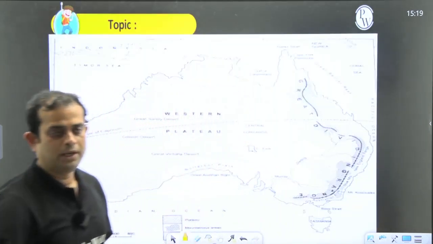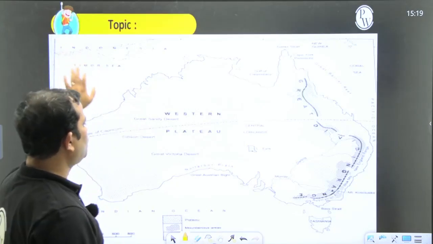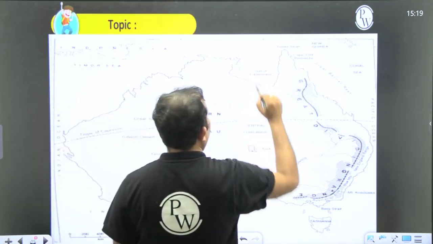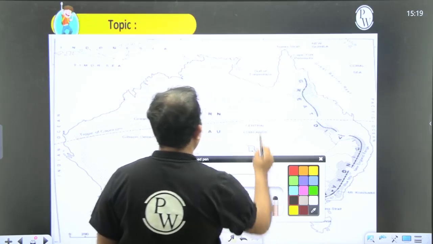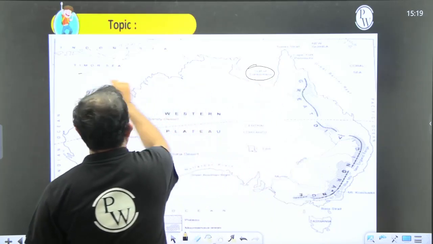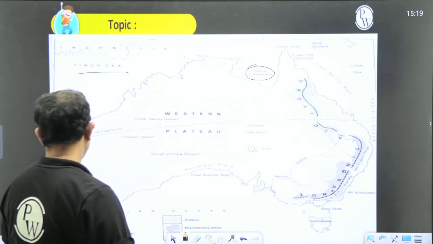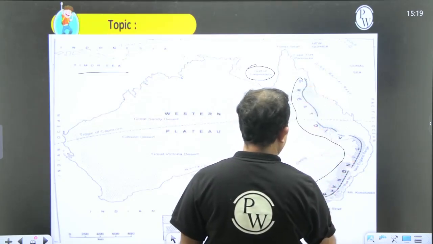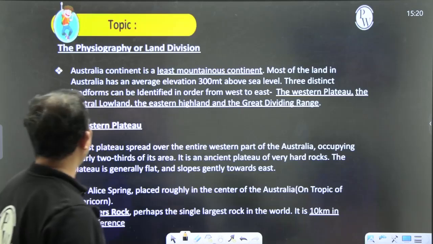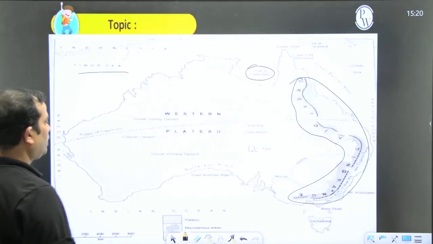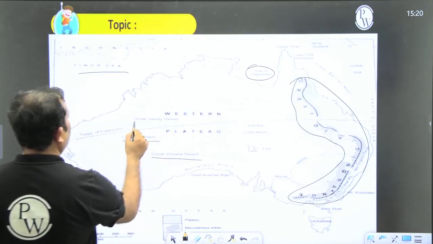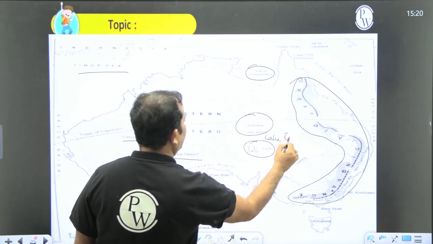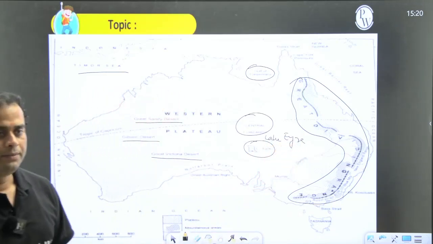I will come back to this diagram again. In this diagram you can see the Western Plateau, the Tropic of Capricorn, the Gulf of Carpentaria, and the Timor Sea. This is your Great Dividing Range. Now further, this is the Victoria Desert, the Gibson Desert, the Central Lowland, and here is Lake Eyre. You see here.